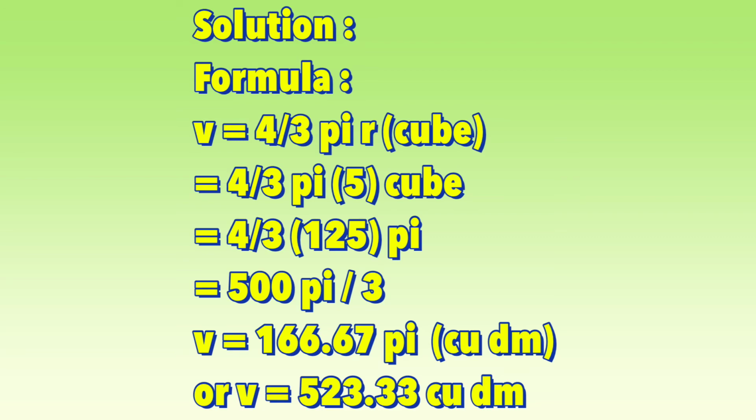Then we have to divide 500 by 3. We have 166.67 pi cubic decimeters, or we have another answer, which is to multiply it by the value of pi, which is 3.14. So the volume now is equal to 523.33 cubic decimeters.